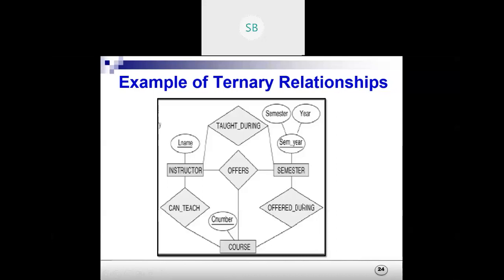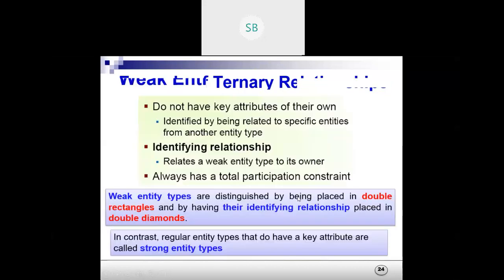And always remember, when you draw this ER diagram, please don't overlap everything. Just check the diagram, how clean it is. It is not like there is a line here where you draw the taught during relationship. You cannot overlap anything. It needs to be very clear. You see, all the relationships are clear here. Next, what is a weak entity type?